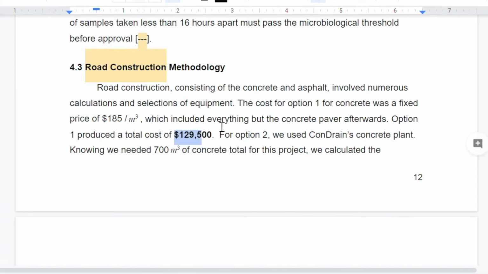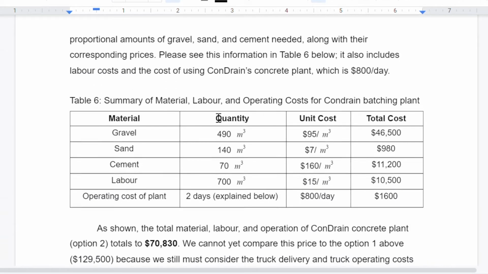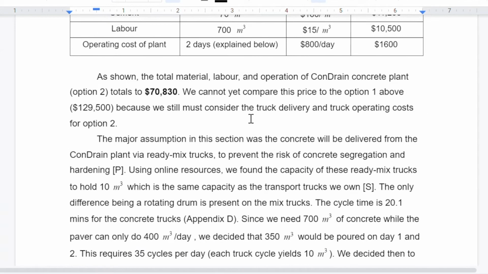Now for option 2, we needed to use Condrain's batching plant. So we still needed 700 meter cubed regardless. And the first thing we did was calculated the material costs here based on the proportion of gravel, sand, cement, and then we factored in labor and the operating costs of their batching plant as well, which we're going to use for 2 days. So that total comes out to about $70,000, as you can see here, but we still have to factor in the truck costs and the delivery costs.